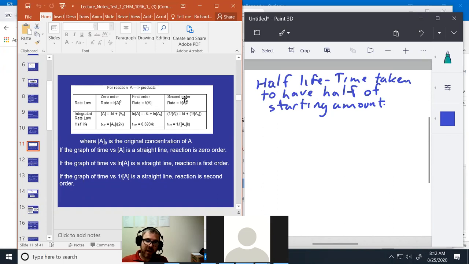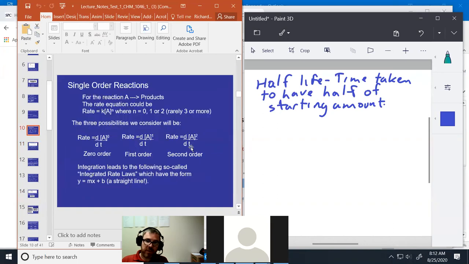Now these rates are very similar to what we call derivatives or differential equations. Some of you might have seen these in calculus or other places. I'm not going to go into this, but if you're talking about a rate, it's really change of something over change of something else. In this case, change of A over change in time. I'm going to ask you to take my word on this, but each of these may be subjected to an operation called integration, which allows us to get rid of this derivative and come up with something that looks like a straight line, y equals mx plus b.